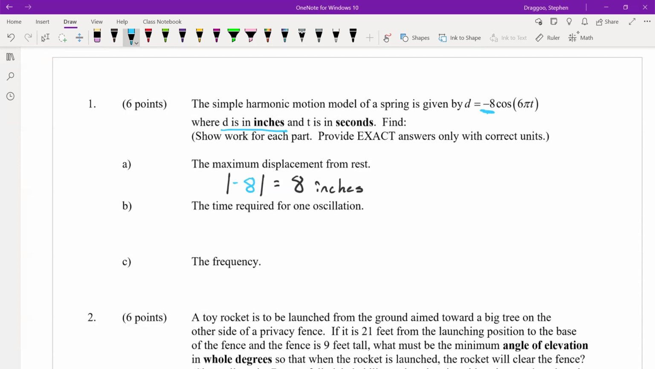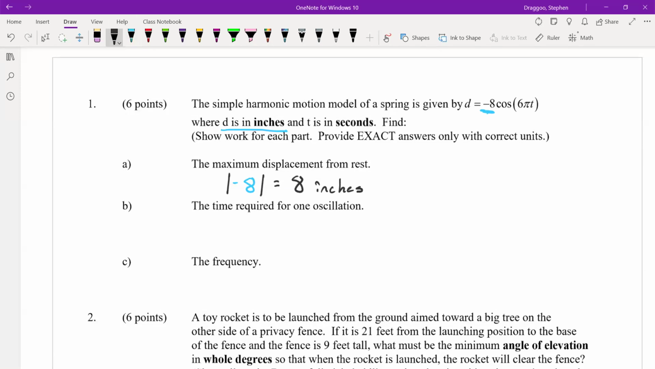Whenever our distance gets measured in some unit, that's the unit we should have for the maximum displacement. Generally, it'll be some kind of a distance, so inches, feet, meters, centimeters, something like that. This one asks for it in inches.